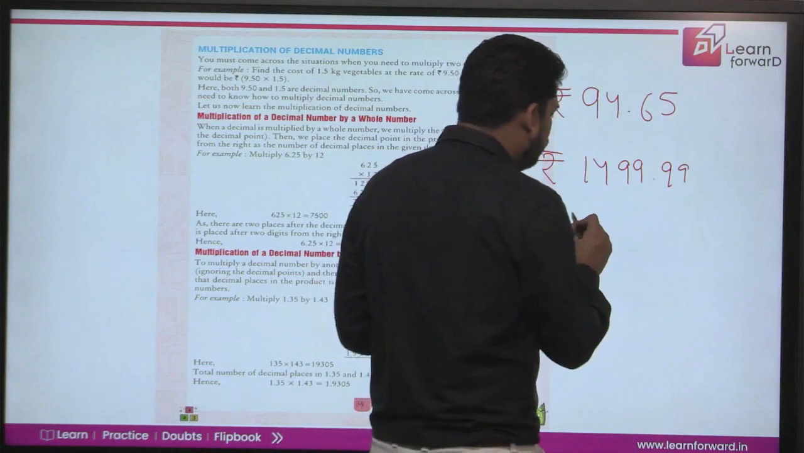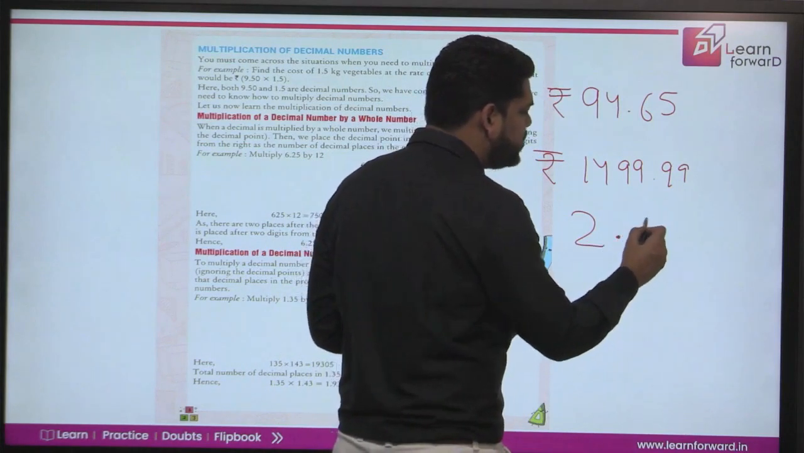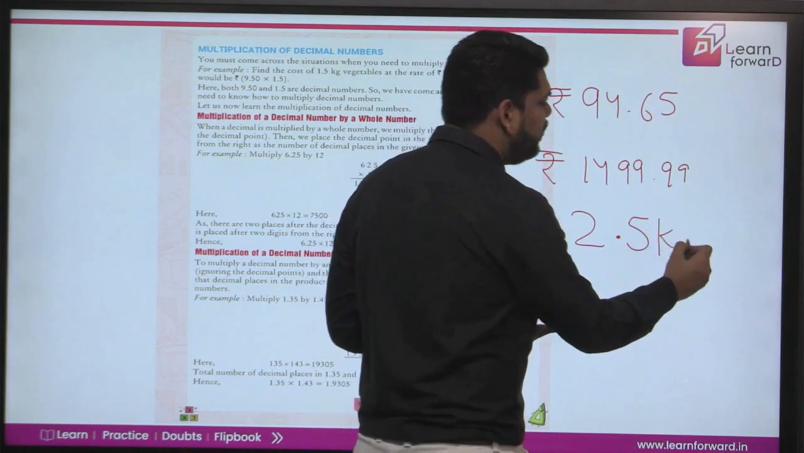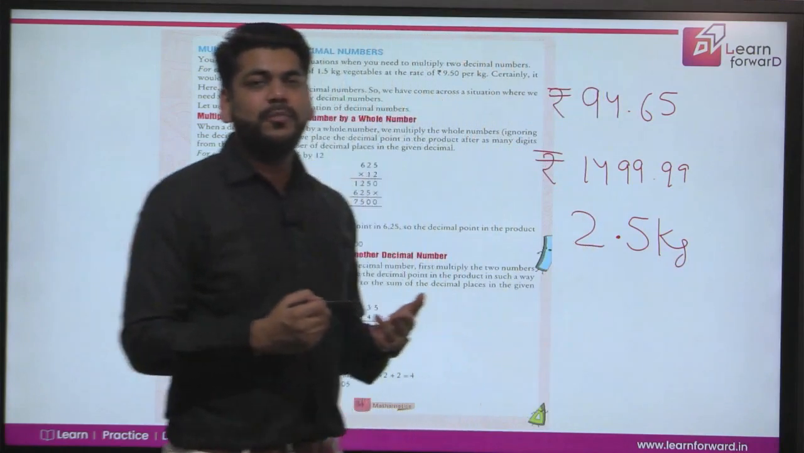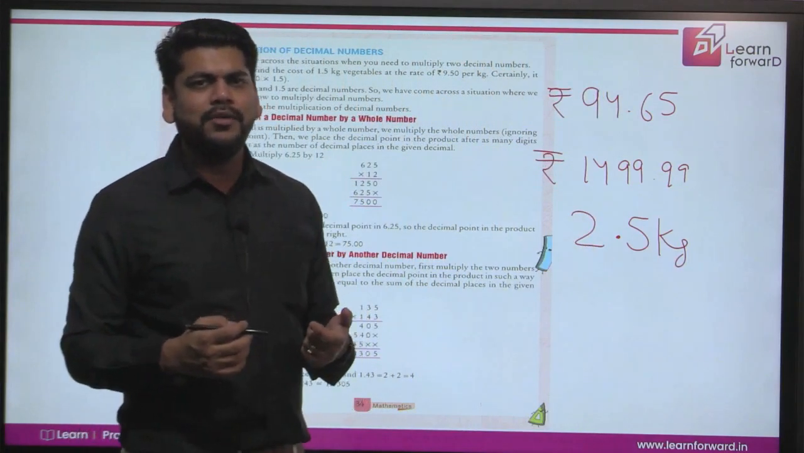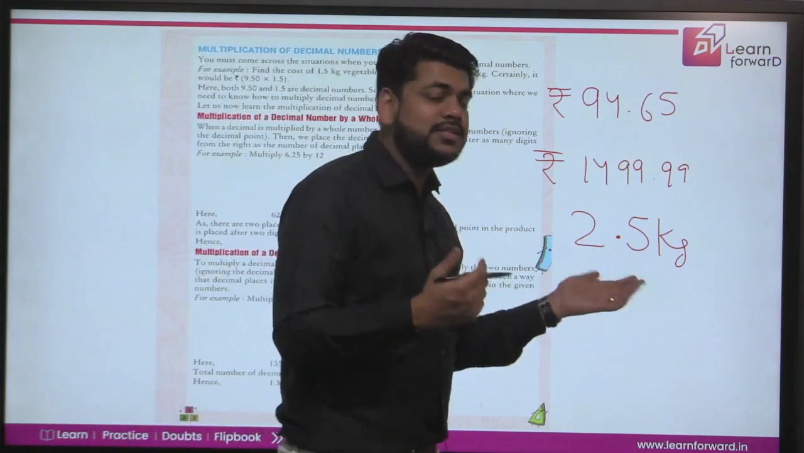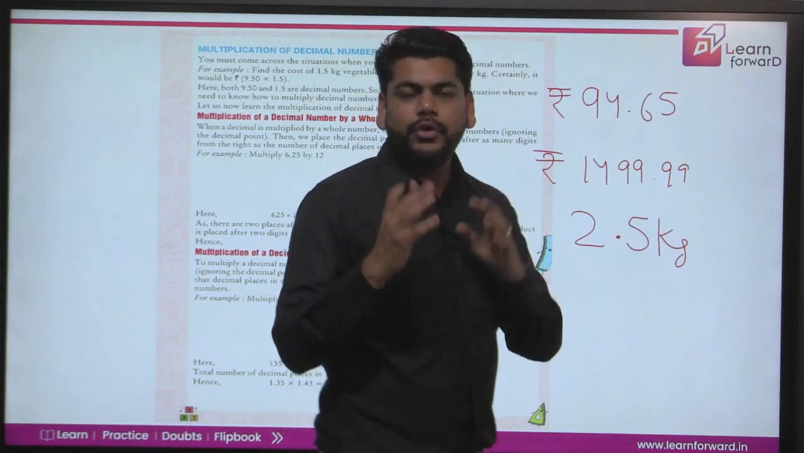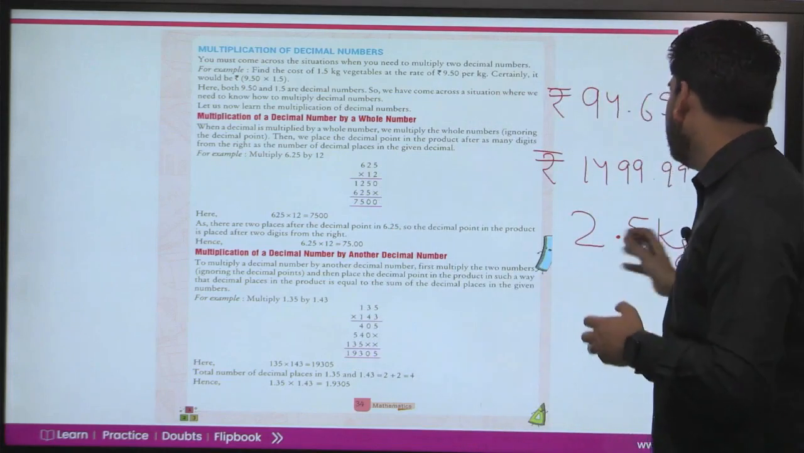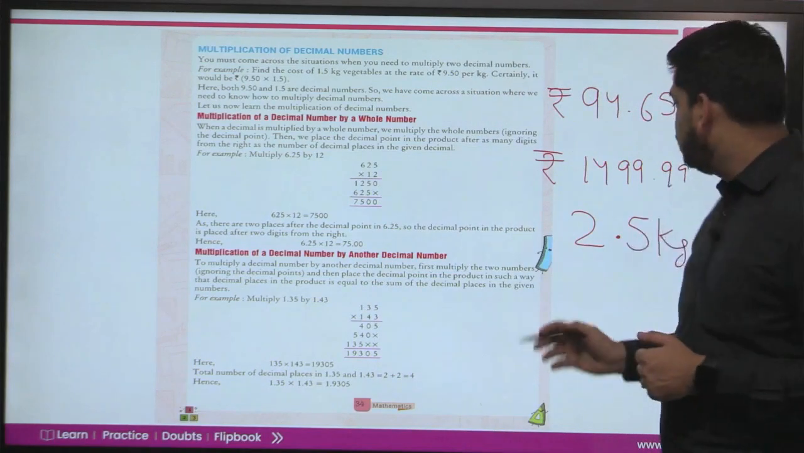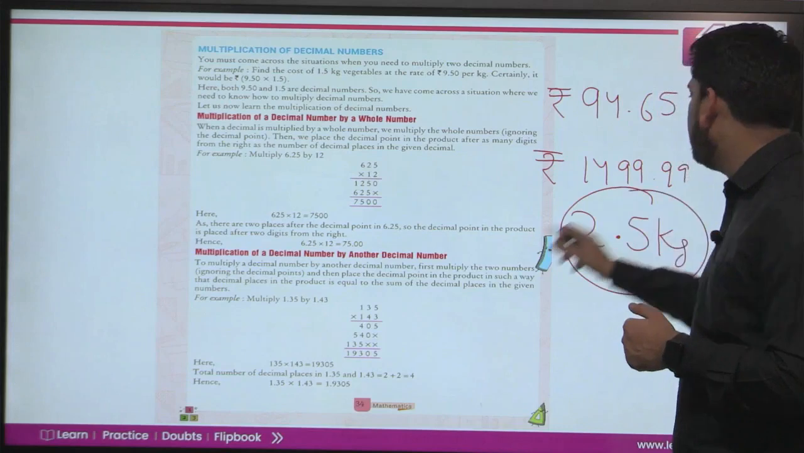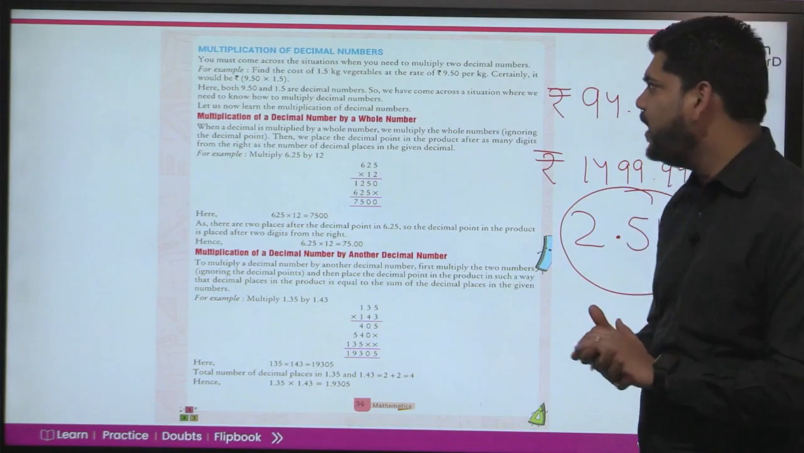Also, when you often go to the market to purchase vegetables, you ask for 2.5 kg of potato. What words did your mother use? Bhaiya 2.5 kilo aloo dena, right? So what does this dhai mean? It means 2.5, 2 kg and 500 gram. This is 2.5 kg. This represents the decimal numbers in our real life, right?